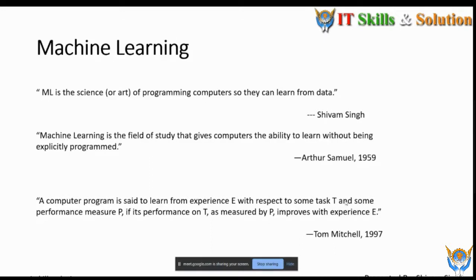Before that, there are two definitions given by the godfather of machine learning. One is that machine learning is a field of study that gives computers the ability to learn without being explicitly programmed. Another is that a computer program is said to learn from experience E with respect to some task T and performance measure P, if its performance on T, as measured by P, improves with experience E. I will explain this whole definition because I know this is very new for you guys.